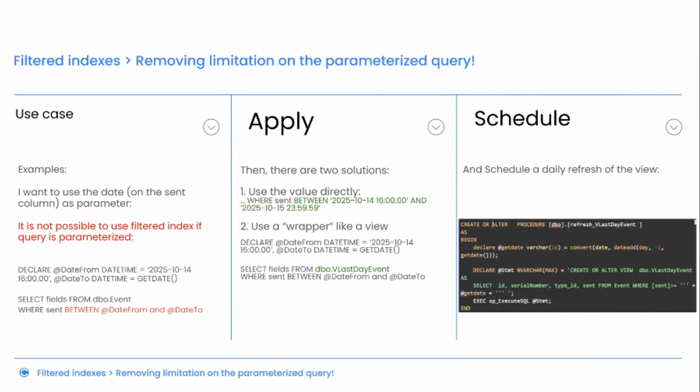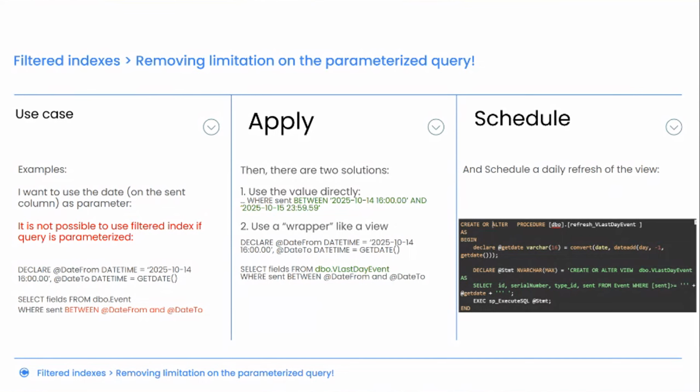The second limitation is the parameterized query. How to remove the parameterized query problem? Well, you either don't use parameters. If you don't use parameters, it will work. It will use a filter index. But in some specific cases, you would say, well, it's nice, but it could lead to SQL injection. I want to make sure that my applications can still use variables. It's not the best way.